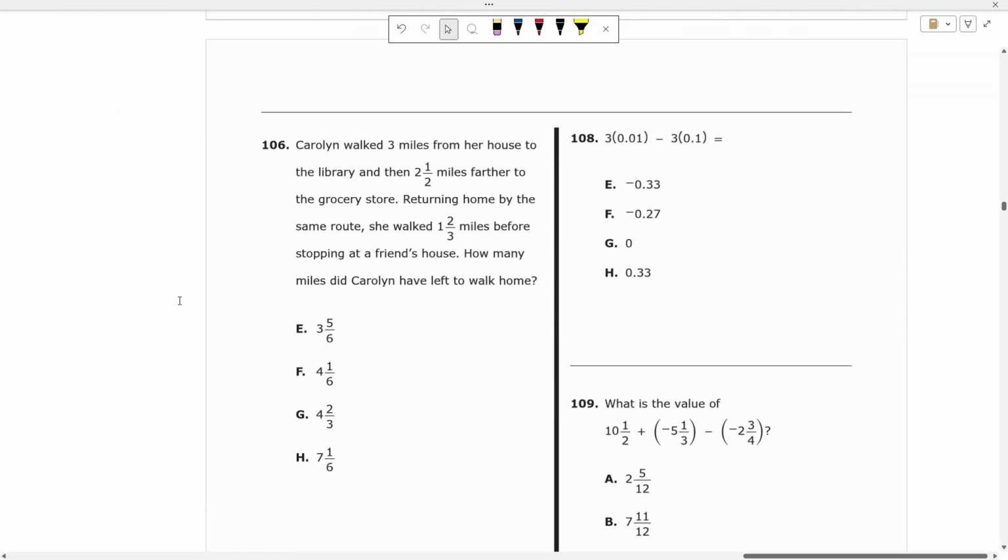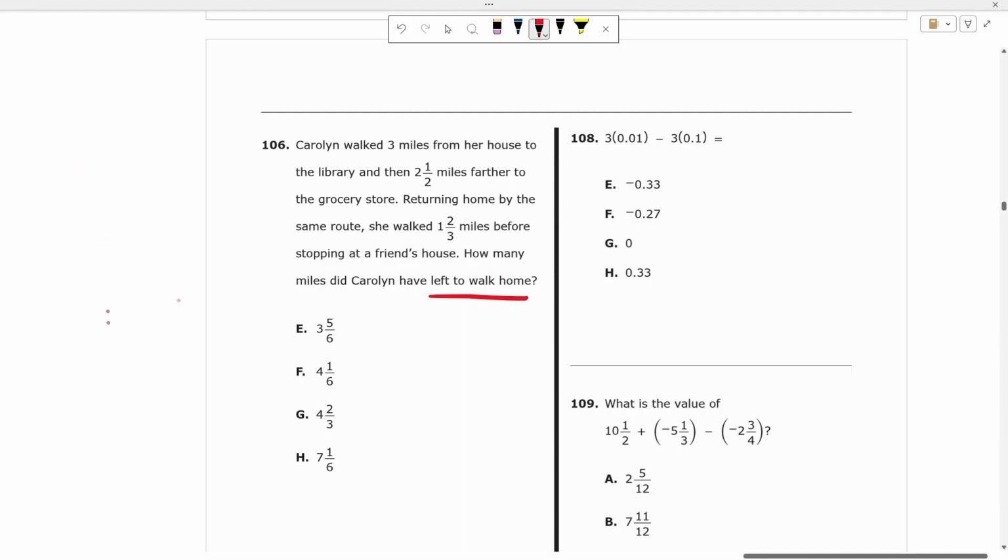It said that Carolyn walked 3 miles from her house to the library and 2.5 miles further to the grocery store. Returning home by the same route, she walked 1 2/3 miles before stopping at a friend's house. How many miles did Carolyn have left to walk home?